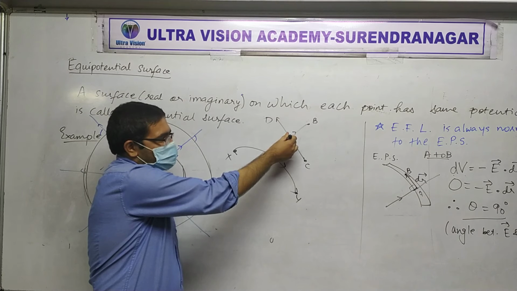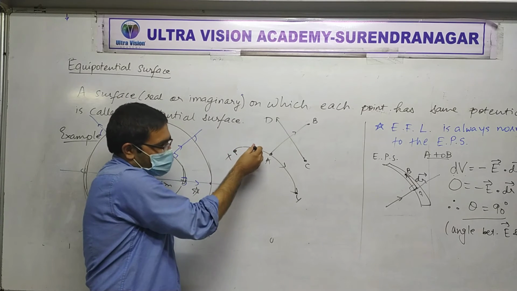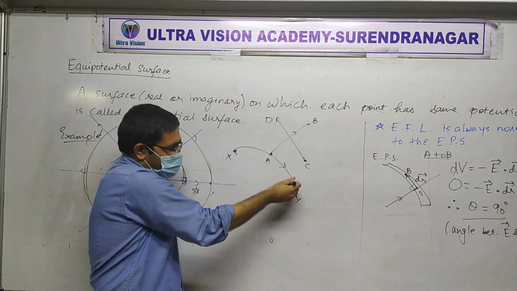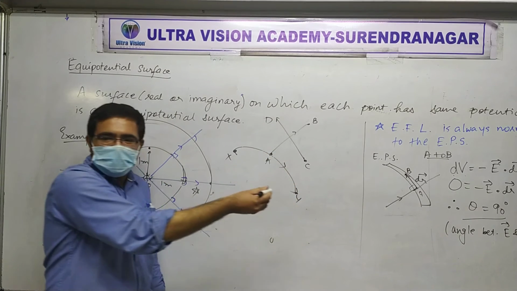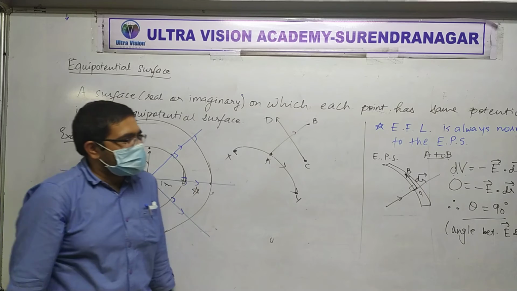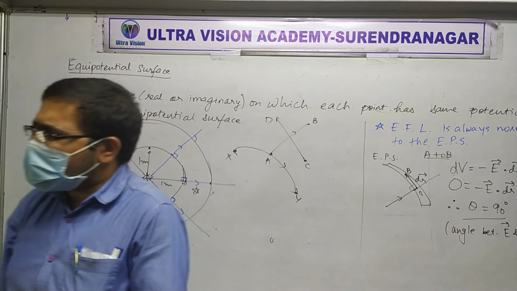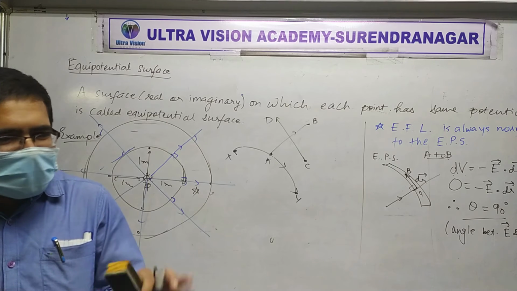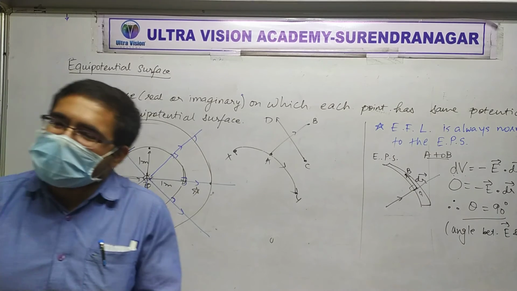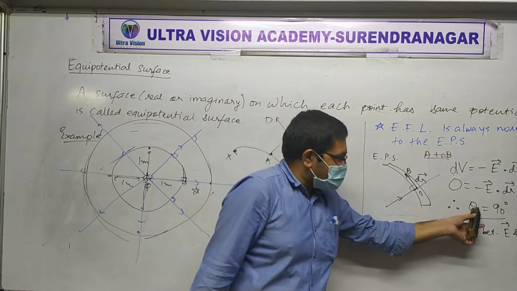See, this pen is perpendicular to CD. This pen is perpendicular to AB. This pen is also perpendicular to this path at every point. Yes or no? Yes. Sure. So because A to B was arbitrary, arbitrary means it could be anything. We don't care. Right? And even then, we are always getting theta is 90.